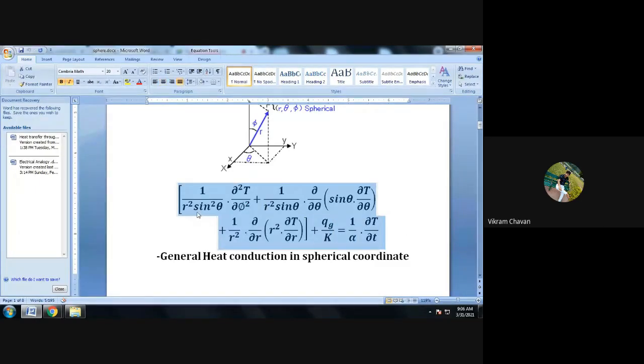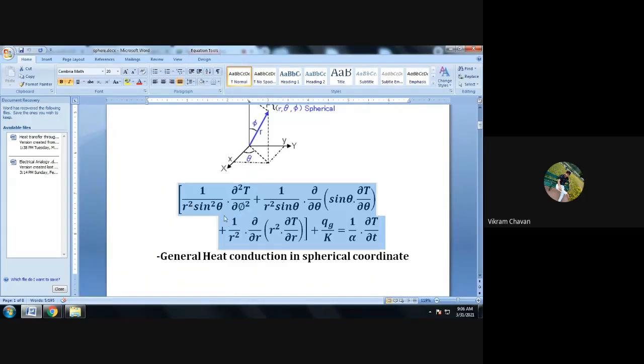This is the equation you have to remember: 1 upon r square sine square theta multiplied by the double derivative of temperature with respect to phi, plus 1 upon r square sine theta multiplied by the differential with respect to theta of [sine theta multiplied by the differential of temperature with respect to theta], plus 1 upon r square multiplied by the differential with respect to r of [r square multiplied by the differential of T with respect to r], plus qg divided by k is equal to 1 upon alpha multiplied by the partial derivative of T with respect to small t.